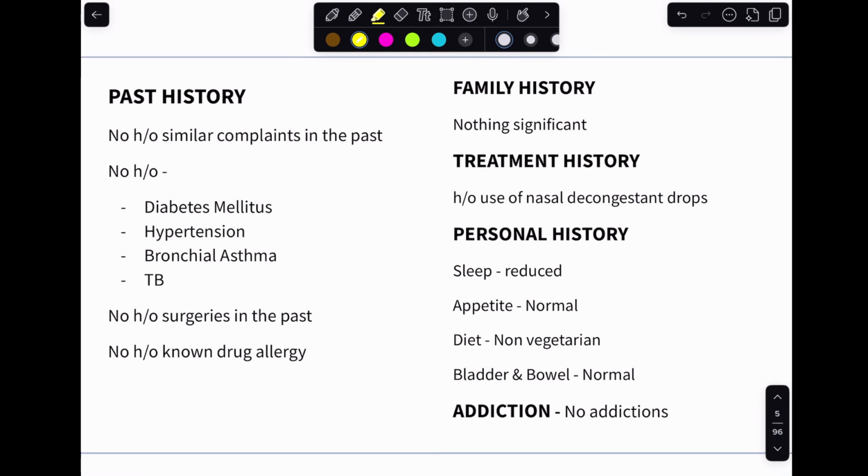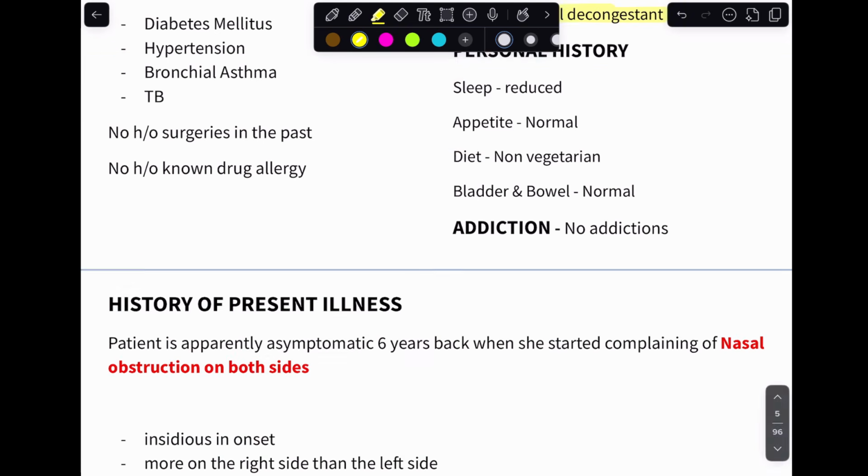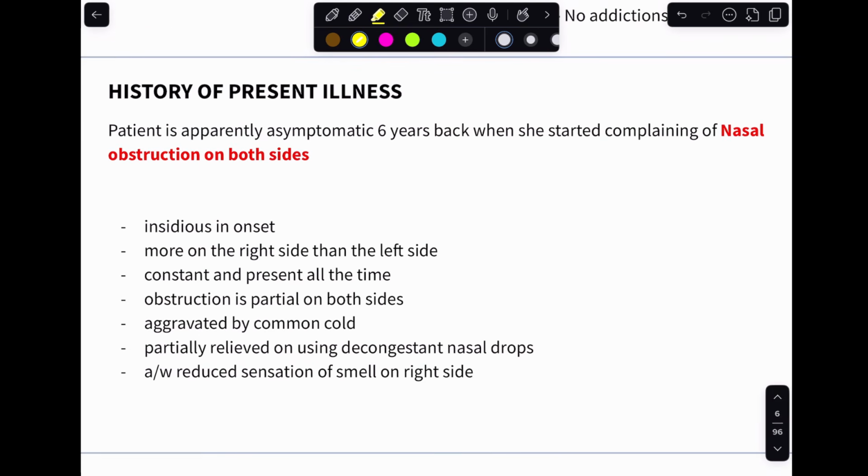Moving on to past history, we do not have any similar complaints in the past. No other history of any systemic disease mentioned here, no history of surgeries, no known drug allergy. There's no family history which is significant here. Treatment history, we have a history of use of nasal decongestant drops. Coming to personal history, sleep is reduced, appetite is normal, non-vegetarian diet, bladder and bowel movements are normal, and there is no addiction history.